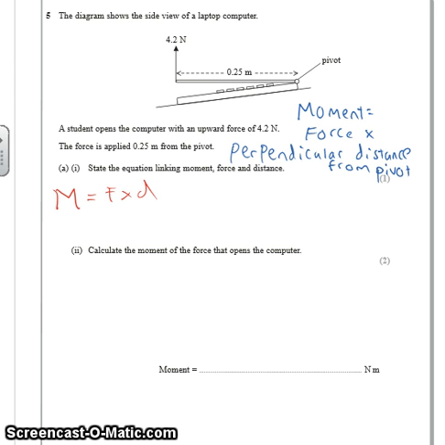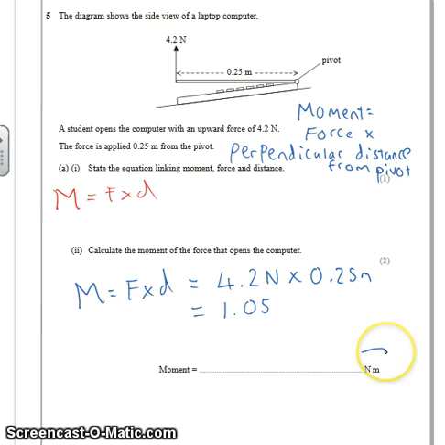Now we're going to use this equation then to calculate the moment of the force that opens the computer. So moment is force times distance. Now we're using 4.2 newtons of force at a distance of 0.25 meters from the pivot point, and that gives an answer of 1.05, and they've already given you the units for that, which is Newton meters.